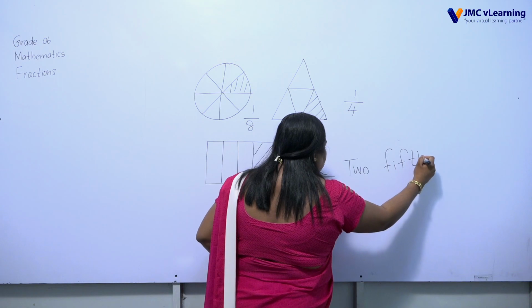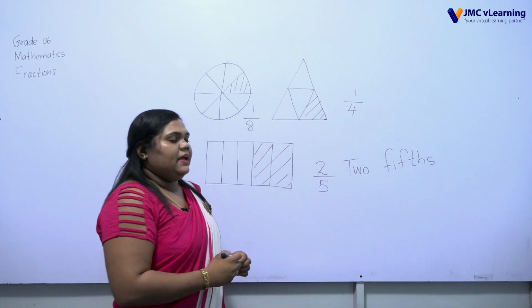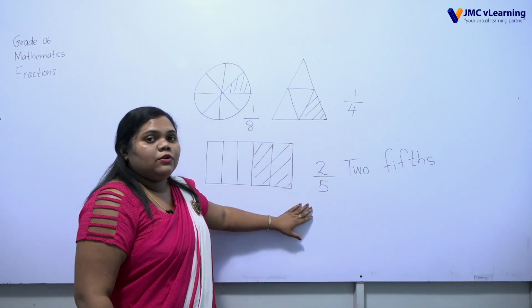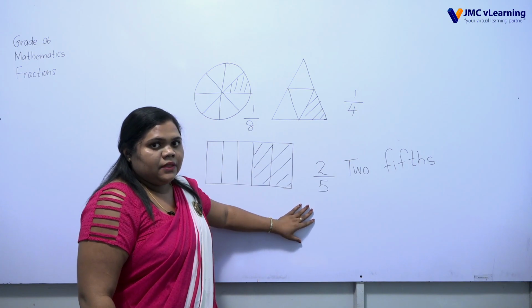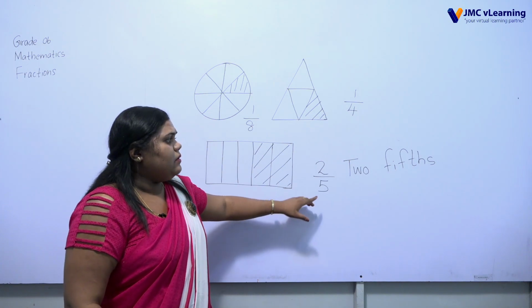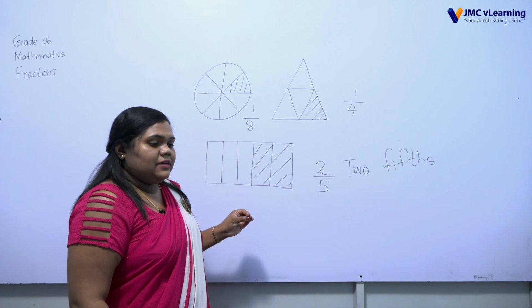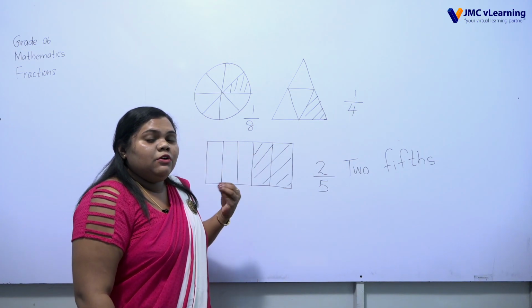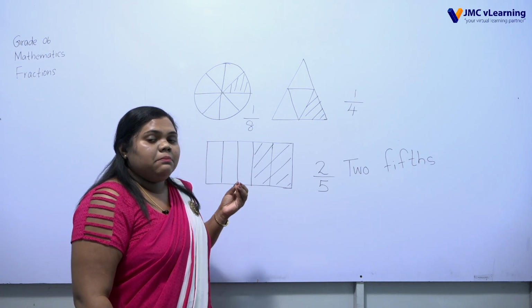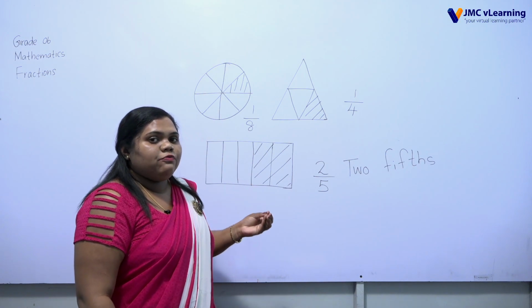2/5. Or we can call that one as 2 out of 5. Okay. Now those all are fractions. Actually, children, what is the meaning of fraction? Fraction means part of a whole.